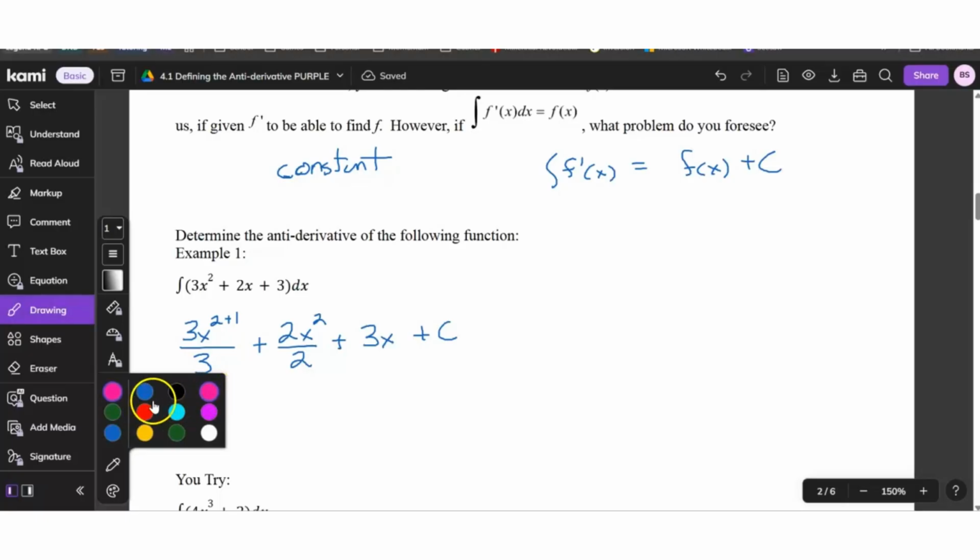Now, these are going to simplify though, because the 3's cancel and the 2's cancel. That won't always happen. Okay, but when it does, we might as well do it. So x cubed plus x squared plus 3x plus c.